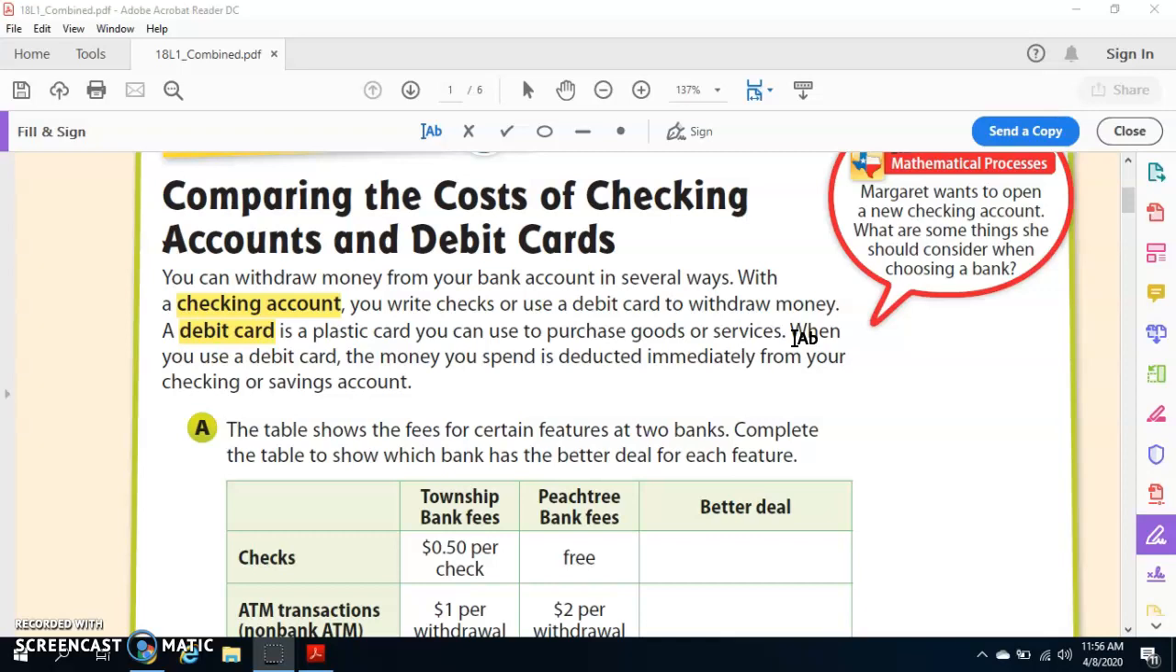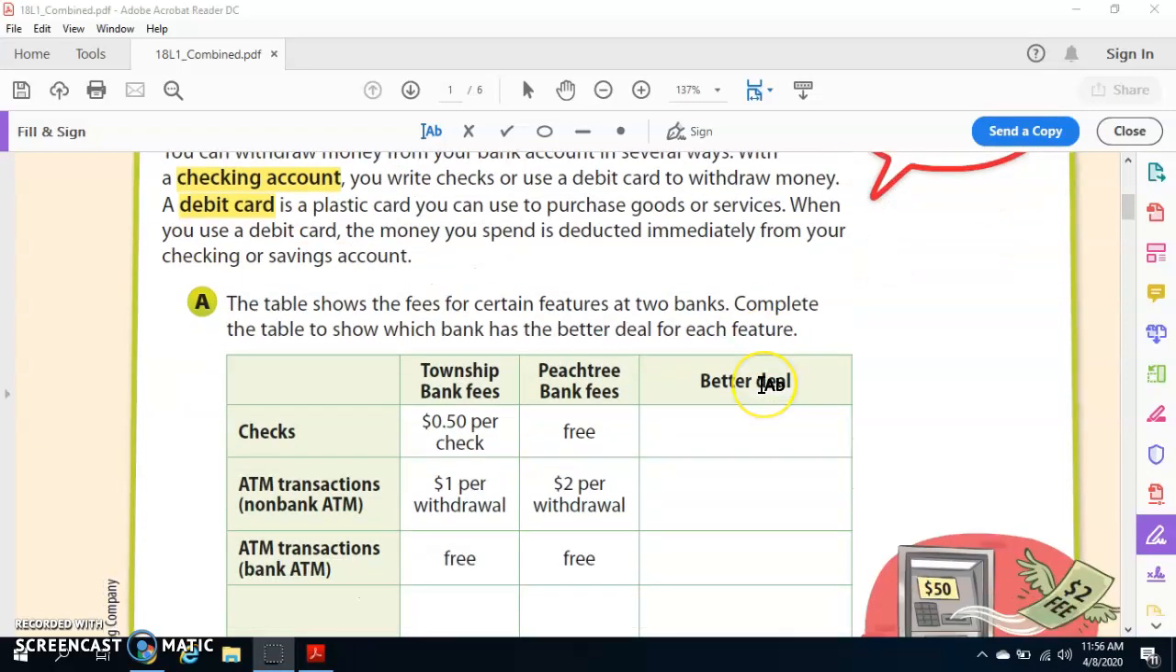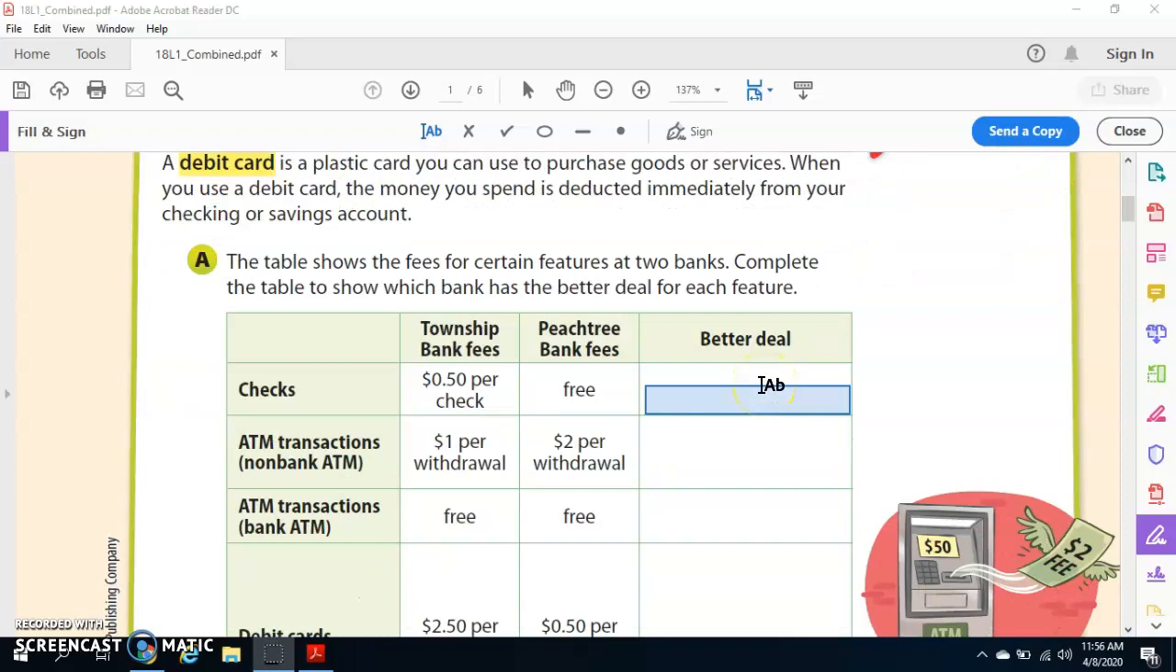So first thing we're going to do is take a look at learning how to pick a bank and learning which bank might be better. You have to look at all your options. Okay, so we're going to look over here. There's two banks here: Township bank fees and Peachtree bank fees. We're going to find out which one is better.